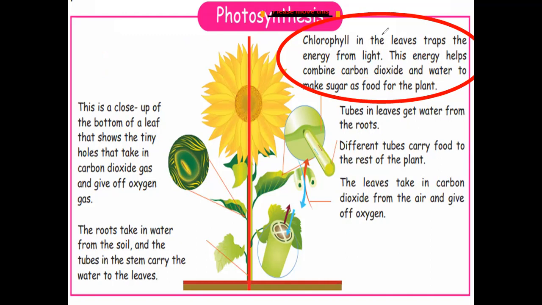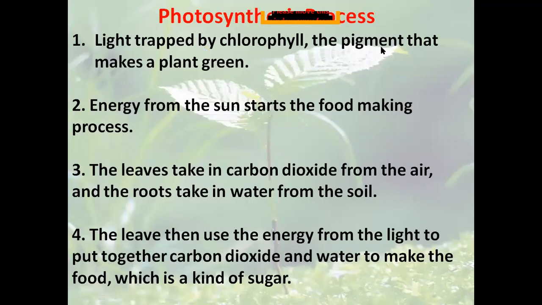So that is the concept here. Moving now to the photosynthesis process and the steps. In photosynthesis, what happens? The light is trapped by the chlorophyll. We said that the chlorophyll traps the light. The chlorophyll is the pigment that makes the plants green. Then the energy from the sunlight starts the food making process.